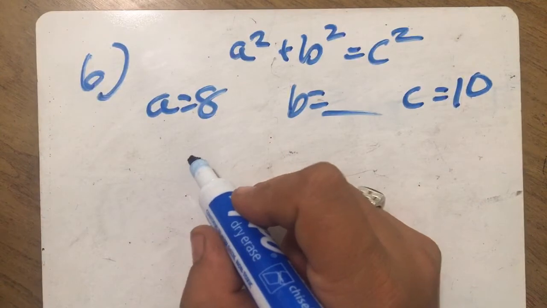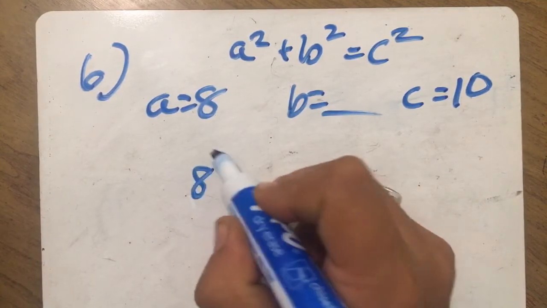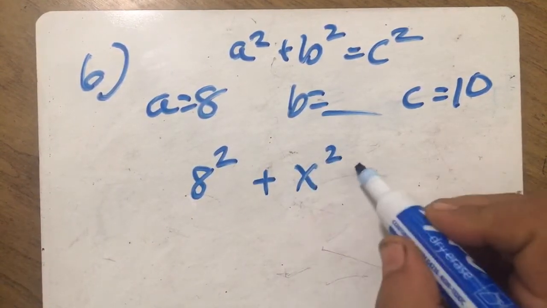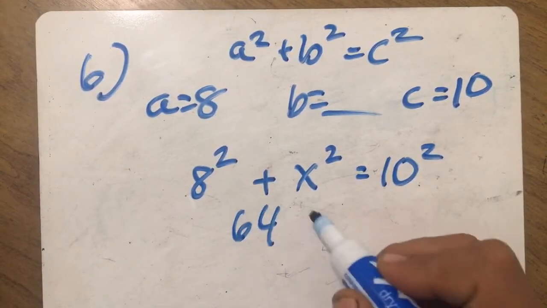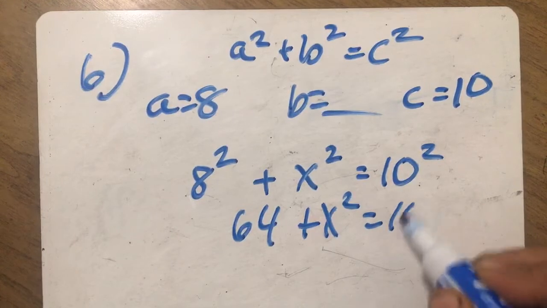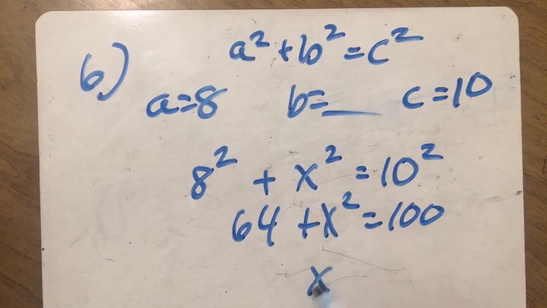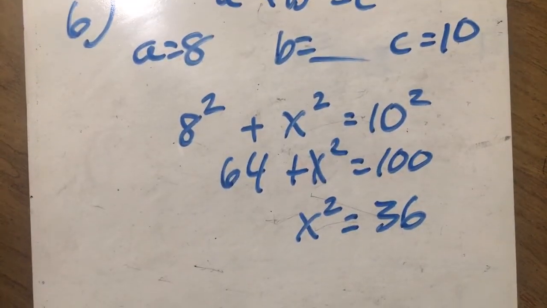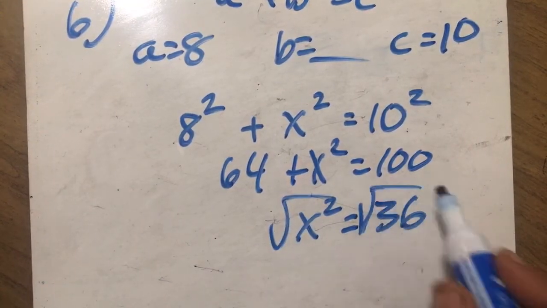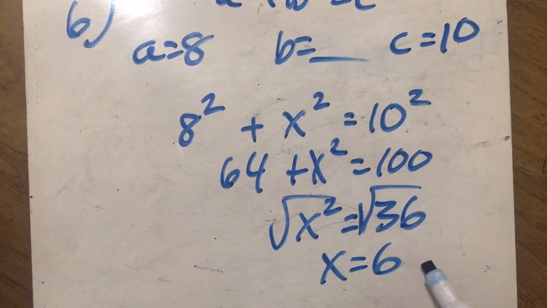This then goes into 8 squared plus the x squared that I don't know is equal to the 10 squared that they gave me. 64 plus x squared is 100. Minus the 64 from both sides. X squared equals 36. And again, just being able to finish that up, you take the radical of both sides, and I would hope that you know the radical of 36 is 6.